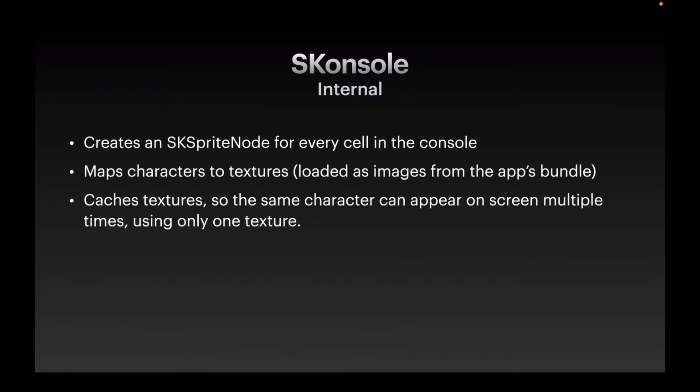What this thing will do internally is create a SpriteKit node for every cell in the console, and we will map characters to textures. So we'll load images from the app's bundle, and those images will be the characters we display in the sprite nodes. And we will be caching textures so that the same character can appear on the screen multiple times without having to reload it each and every time, or without bloating the memory requirements by having basically the same information loaded many times.